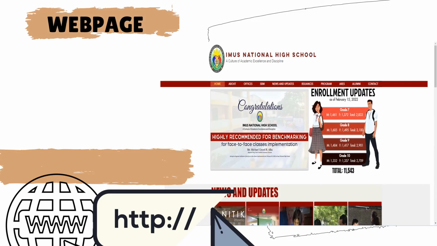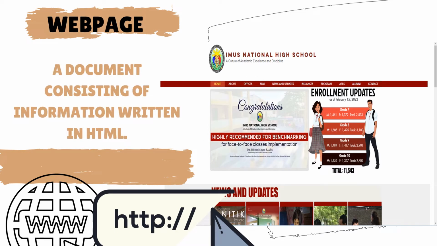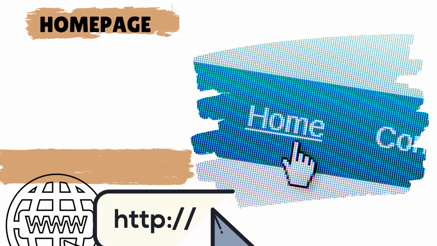Web page. Web page is a document consisting of information written in HTML and translated when accessed by a web browser. Website is composed of web pages and is the counterpart of a page in a book. Homepage. It is the main page in a website where you can see tabs to choose from to navigate the content of a website. It is the default page when you visit a website in a web browser.